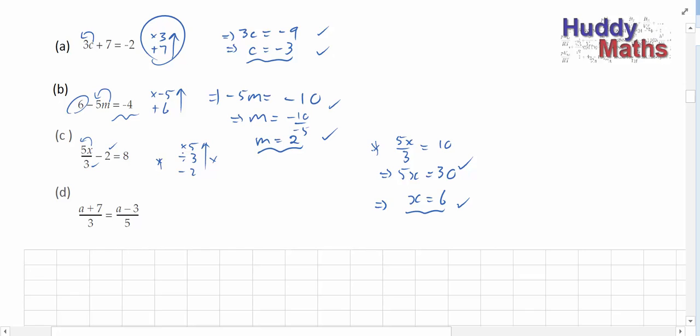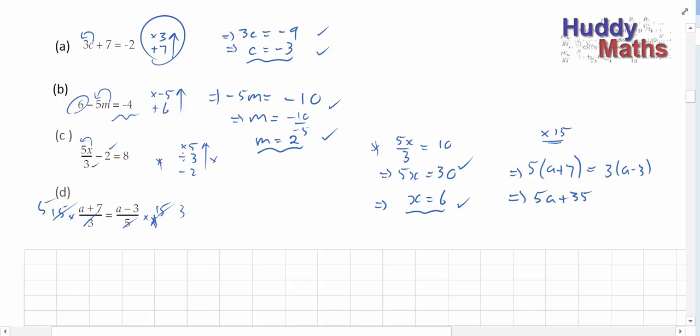So in our last one, down here, a plus 7 on 3 equals a, take 3 on 5. Let's clear the denominators first of all. So we're going to multiply by 15 on both sides. So 3 is going to 15 5 times. So that line's going to be that, and 5 into 15 goes 3 times. Okay, just watch that here. What we're doing is multiplying this side by 15 and this side by 15. So we're getting some cancelling there. Okay, that's the idea. So now let's expand the brackets.